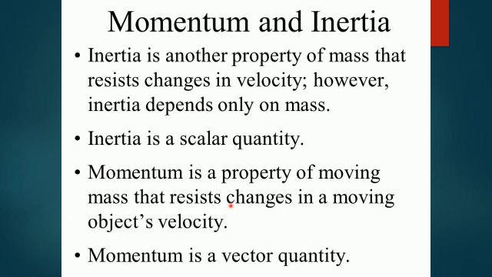So momentum is nothing but, all the objects are going to have a mass, and if the object is moving and it is not able to change its motion, that property we call momentum. And this momentum is a vector quantity.